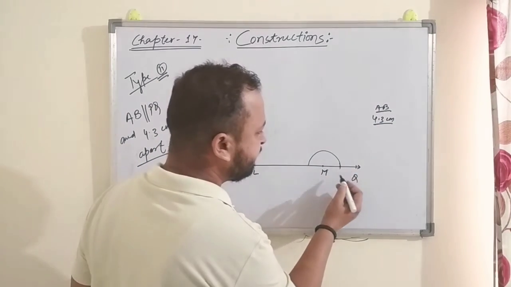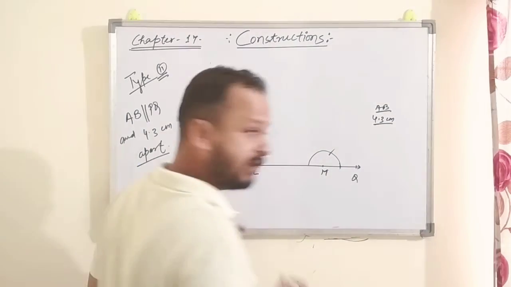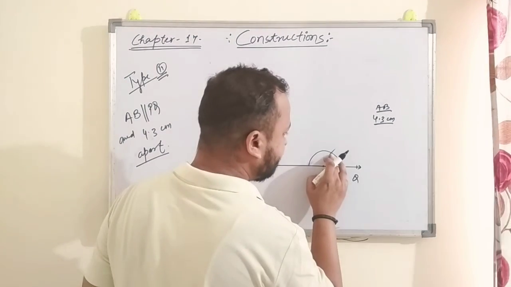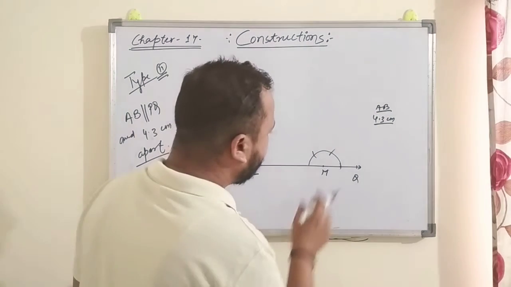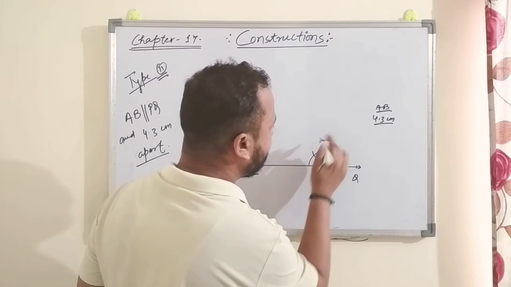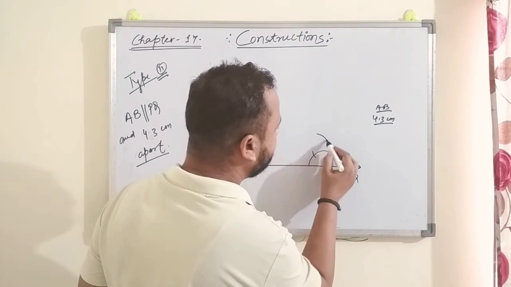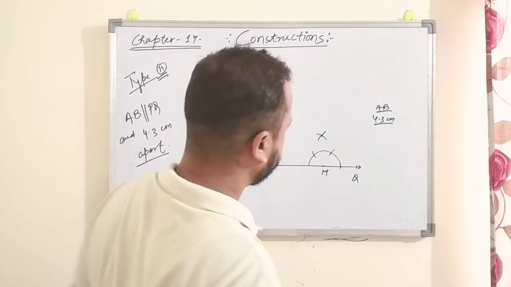Take this point as a center, by the same radius draw an arc. Suppose you get it here. Now take this point as a center, draw another arc here. Now take these points as centers, and with that particular radius draw 2 arcs, suppose here and here. So here you get the point of intersection.